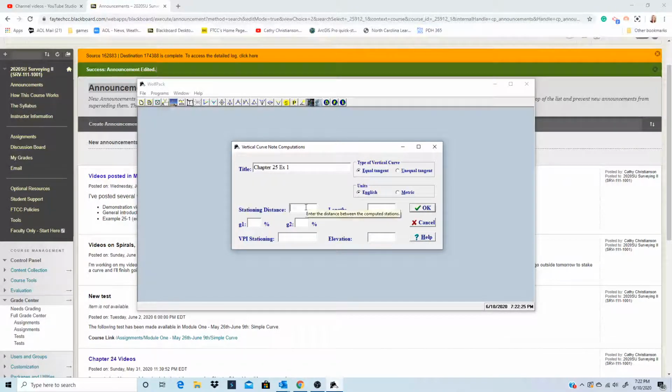So this problem, it wanted them every 100 feet. G1 was 3. G2 is a negative 2.4. The length of it, I'm going to put in 600 feet because it didn't say stations. This is actually VPI, your V station. That would be 46 plus 70. And the elevation should be 853.48.